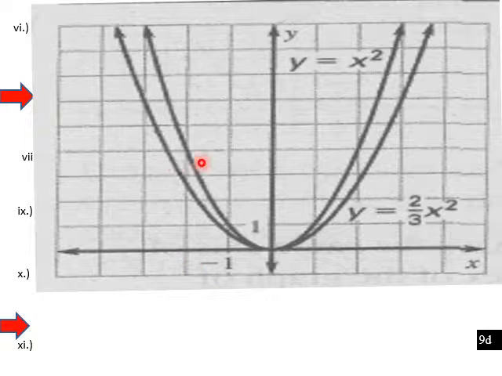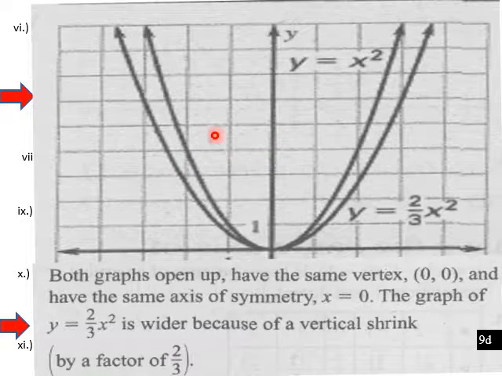Then here's another graphic of these curves. Both graphs open up, have the same vertex, and have the same axis of symmetry. Here's your axis of symmetry again, where x equals 0. The graph of 2/3 x squared is wider because of the vertical shrink. So 2/3 x squared is out here. It flattens out. They call that a vertical shrink. I guess it falls back a little, maybe that's where they get it. To me, shrink would mean steeper. Oh, whatever. It is wider because of the vertical shrink. Okay.